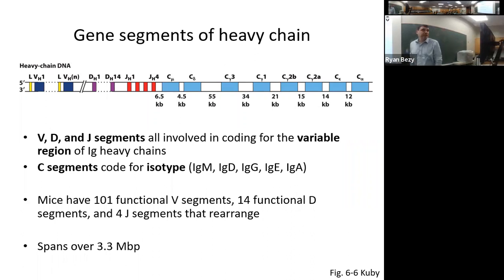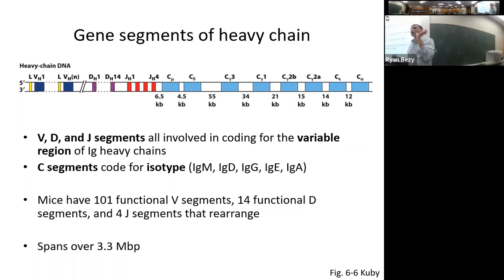In mice, the heavy chain has 101 V segments, 14 D segments, and then 4 J segments that can rearrange. But at some point, a V has to come together with a D and a J. You have to have what is called VDJ joining, and all 3 segments contribute to the variable domain of the heavy chain. Questions about that so far?